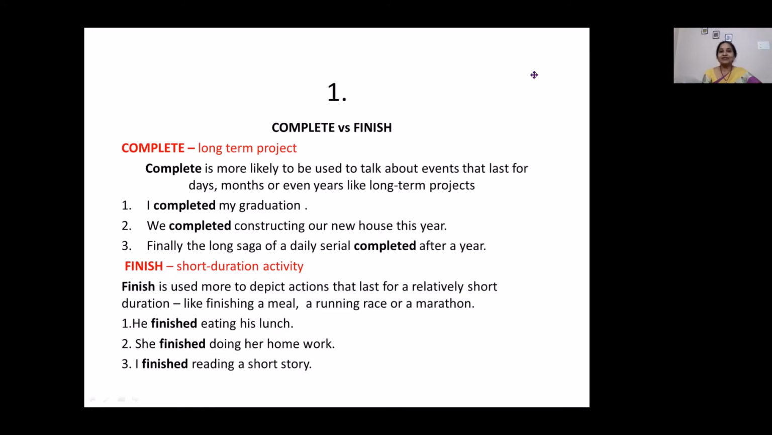We all know the television series. They are the long sagas and they continue for years long. So finally it has come to an end. So we can say it has completed.